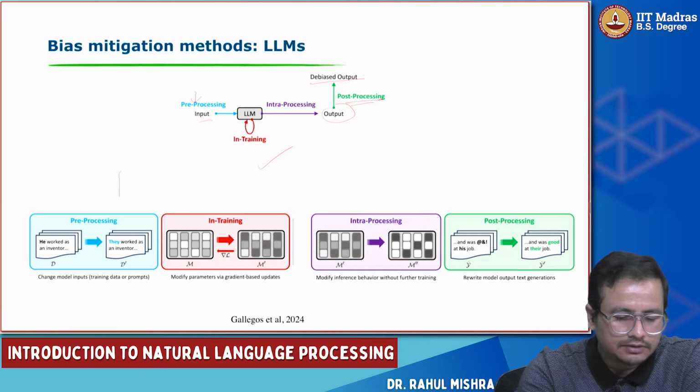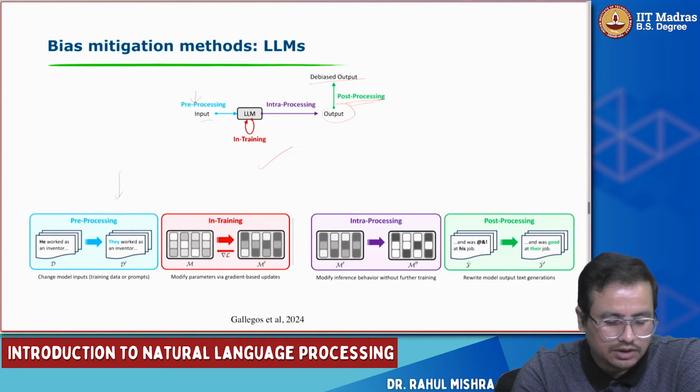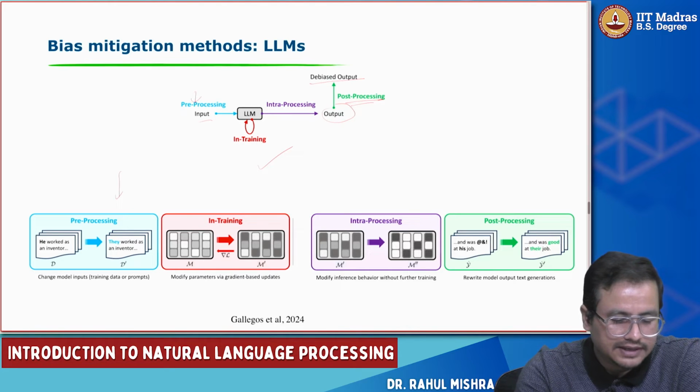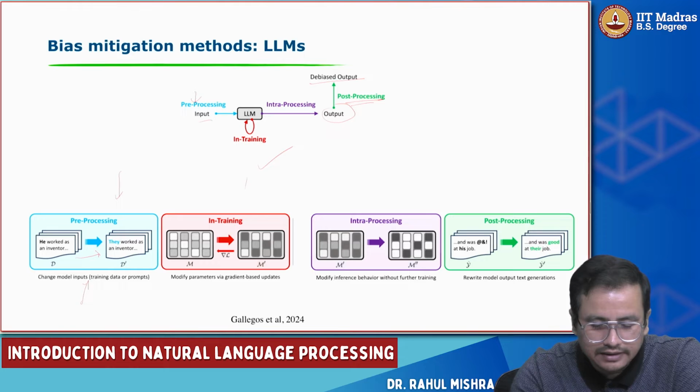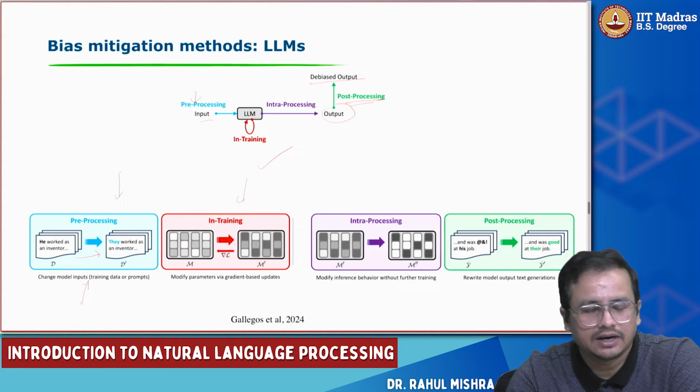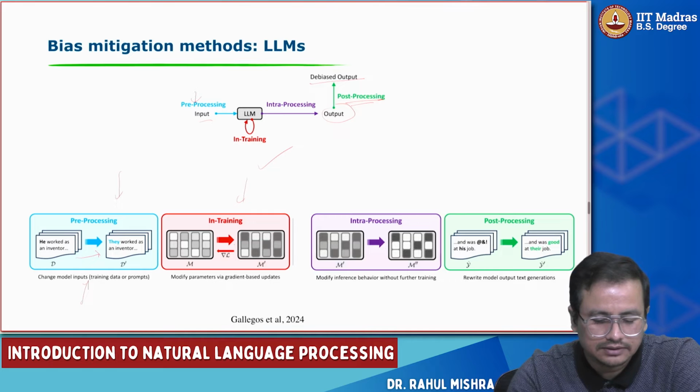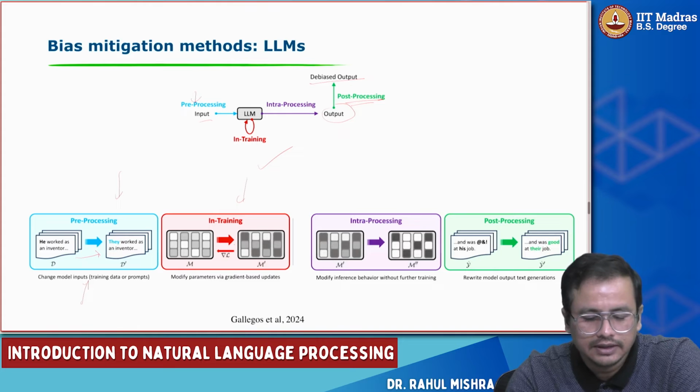And in terms of pictorial depiction, same thing is there. Let's say for pre-processing, "he worked as an inventor", so you might want to change it to "they worked as an inventor", so that this gender specific thing becomes agnostic of gender. So this is kind of rewriting in pre-processing. In training, you modify the parameters of gradient based updates. So you might want to change based on the gradients. You see that these parameters need to be catered to, this needs to be modified. So you select those parameters, you change those parameters only, and this is an example of in training.